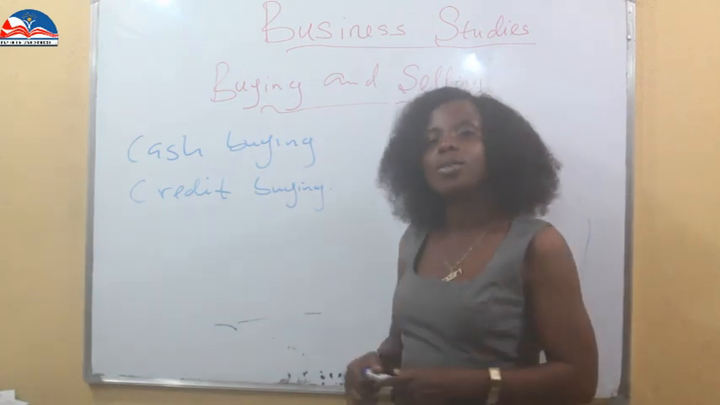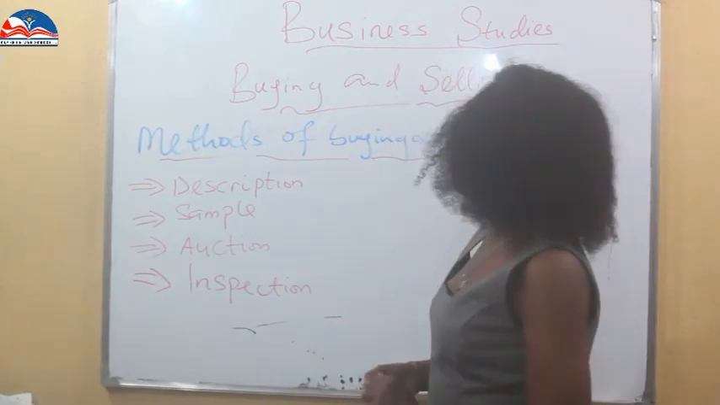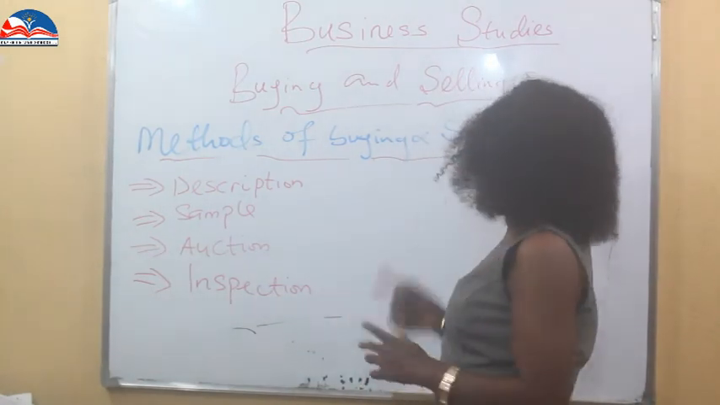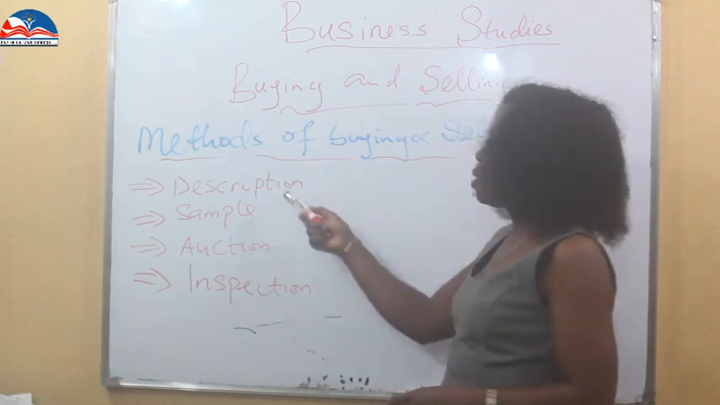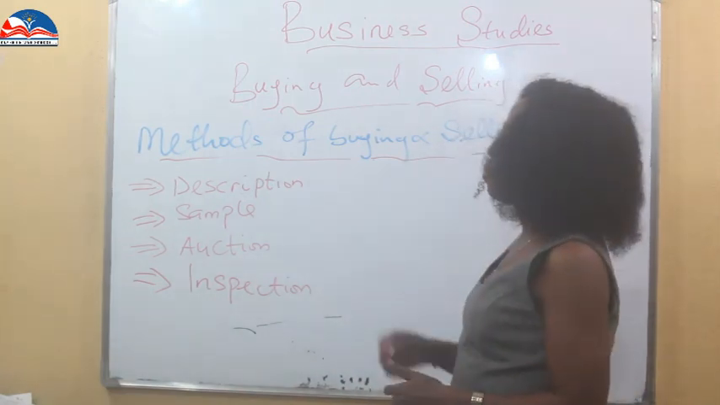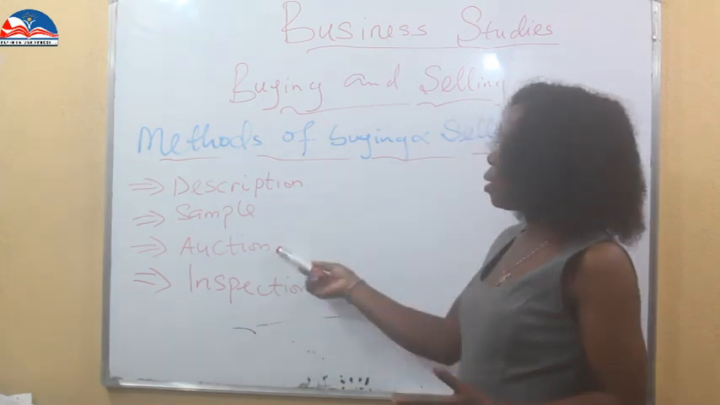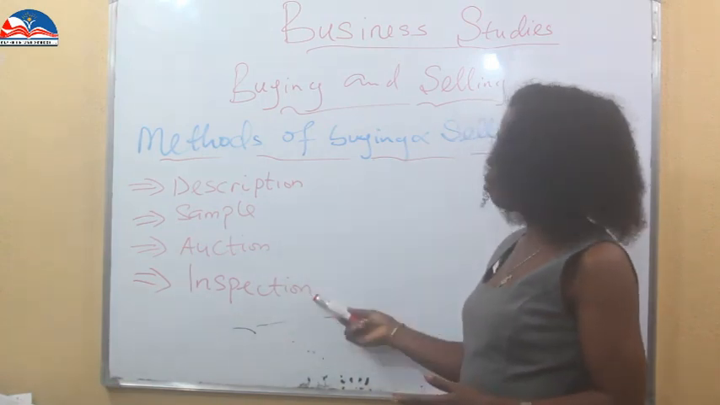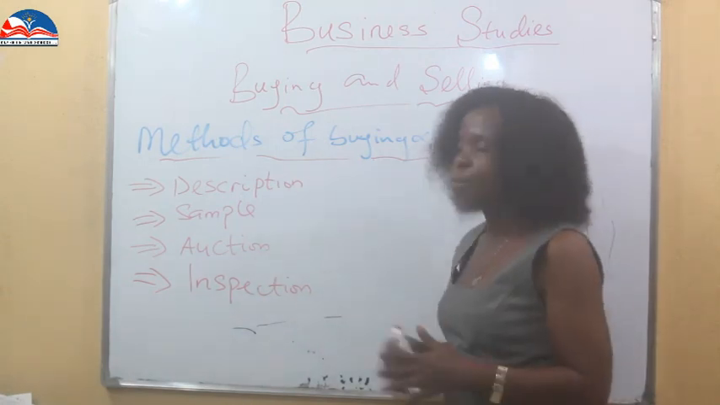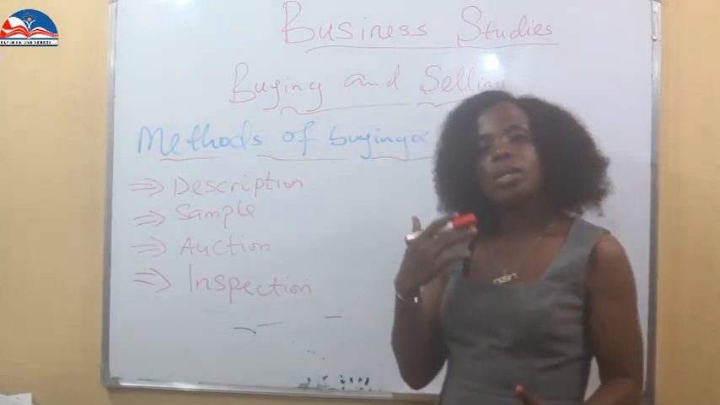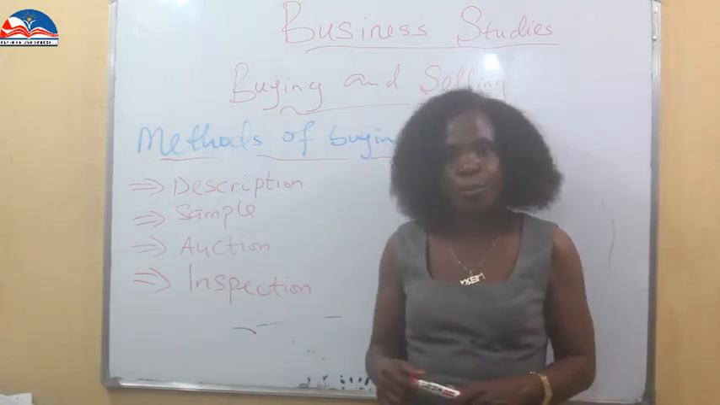Let's see methods used in buying and selling. Now let's see the different methods of buying and selling. One method is through description. Another one is through sample, auction, inspection. Now let's take the first one. How does buying and selling take place through description?